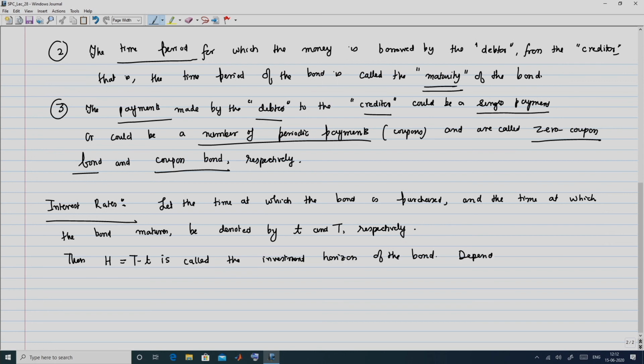Now, depending on h, we now consider several cases in order to define the interest rates.